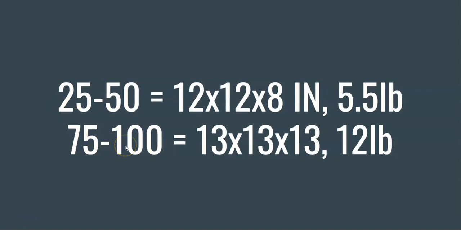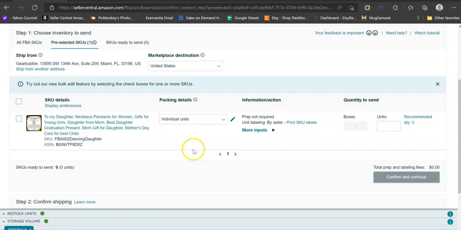On the next screen, if it's 25 to 50, these are the dimensions you're going to put: 12 by 12 by 8 inches and 5.5 pounds. If it's 75 or 100, you're going to use 13 by 13 by 13 and 12 pounds. I'll show you what that looks like here. We're not going to ship individual units. We are going to ship case packed products.